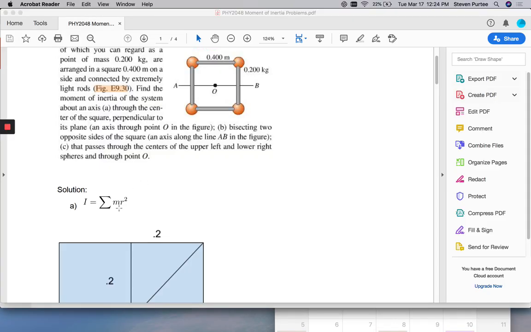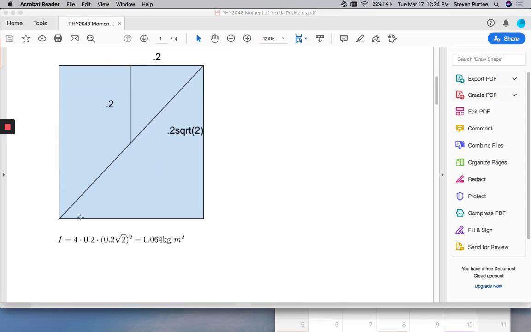So we're going to take each mass times that distance squared, add all four of those up. They're all four the same. So that's just 4 times the mass times the distance squared. And we get this value in kilograms times meters squared. Remember, moment of inertia is the rotational equivalent of mass. It's a measure of how hard it is to get something to rotate.